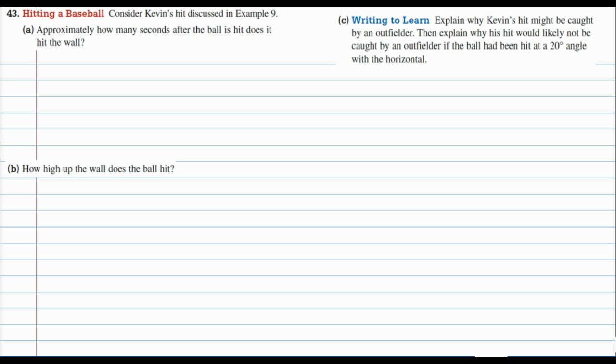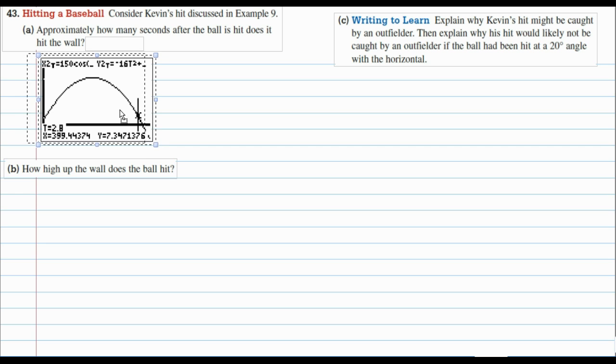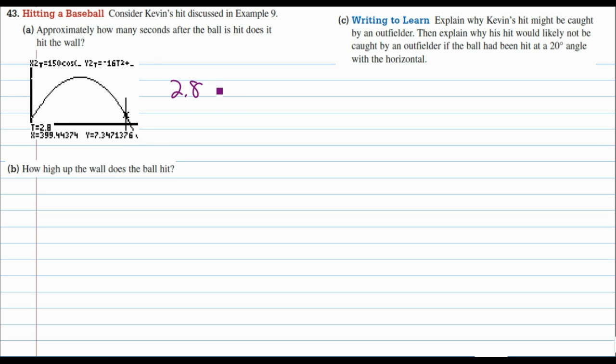So part A, approximately how many seconds after the ball is hit does it hit the wall? So I'm going to hit trace, get to the path of the ball, and it does say approximately, so I do not have to find exact, although I might be able to calculate an intersection. It looks like we are about 400 feet away at 2.8 seconds. Part B, how high up the wall does the ball hit? Well, that's your y coordinate, your position, so that would be 7.34 feet.